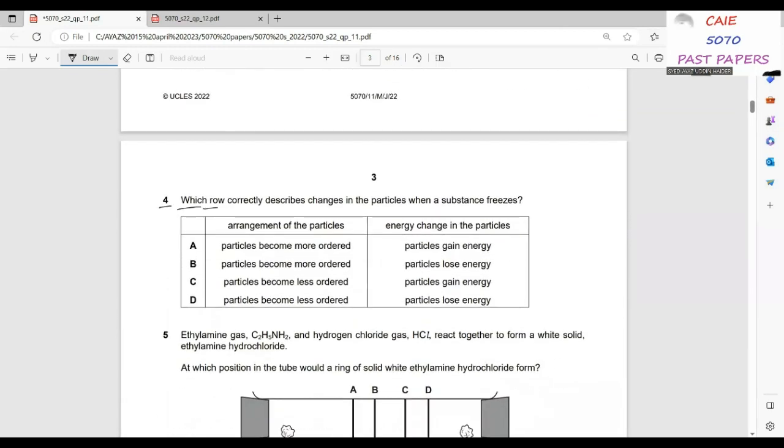Number 4. Which row correctly describes changes in the particles when a substance freezes? When a substance freezes, it means the state is changing into solid. The arrangement of the particles will be ordered. So either A is correct or B is correct. Both C and D are incorrect. What about the energy change? When the state freezes, the particles will lose energy. So B will be the right answer.